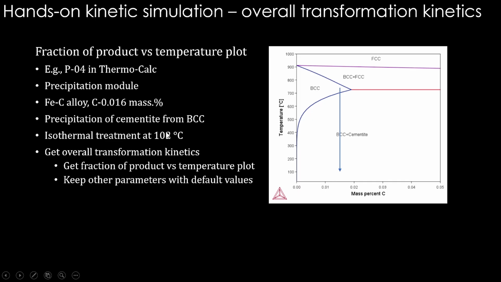And at different intervals samples are taken out and characterized. How is the fraction of cementite formed? If we want to figure out the equilibrium phase fraction of cementite, you can have a tie line here and apply the lever rule and figure out the maximum, or equilibrium, amount of cementite that can form. So that will be the completion of transformation. So we will see overall transformation kinetics by getting fraction of product versus temperature plot and keep other parameters with default values. Let's see how to do that.